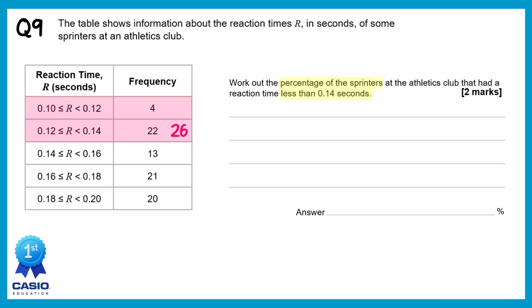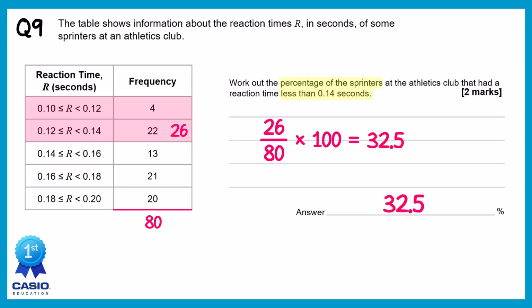Now it wants it as a percentage of all of the sprinters, and remember from before there were a total of 80 of them. So to write this as a percentage, we first write it as a fraction, 26 out of 80, but then multiply it by 100. Doing this on your calculator will give you 32.5, and that's the answer to the question, 32.5%.